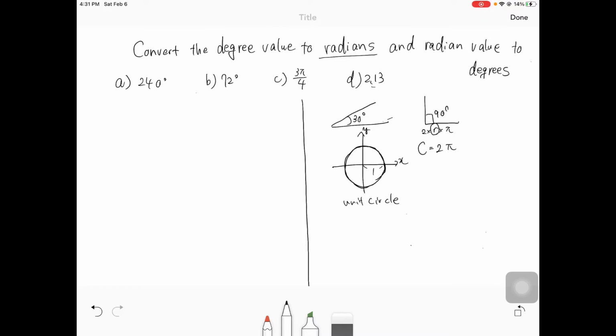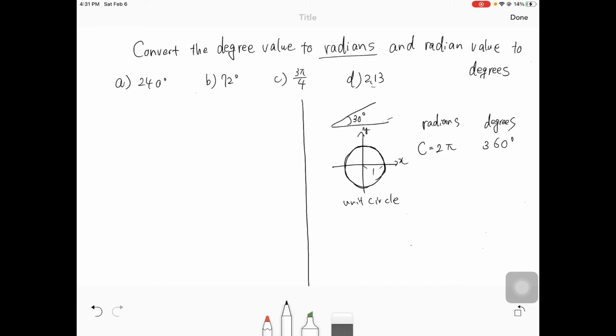Then let me ask you another question. What is the degree of one full rotation, which is 360 degrees? Yes. Actually, this is degrees. Just let me erase here. And this is radians. You know what I mean?